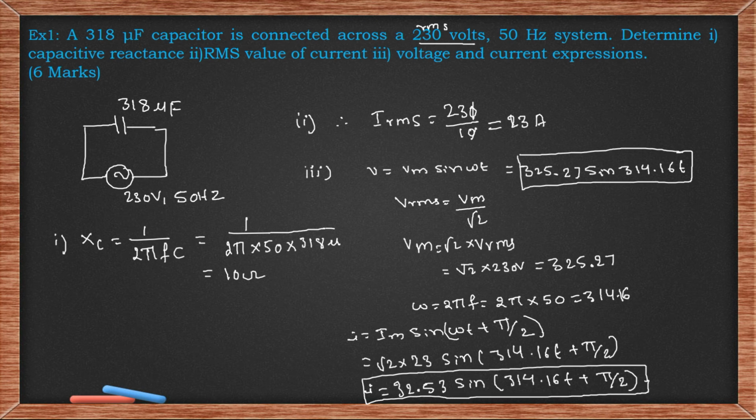Okay, so what are they asking? They are asking us to calculate the capacitive reactance, that is 10 ohm. The RMS value of current is 23 ampere. The voltage expression is 325.27 sine omega t, and the current is I is equal to 32.53 sine of 314.16 t plus pi by 2.